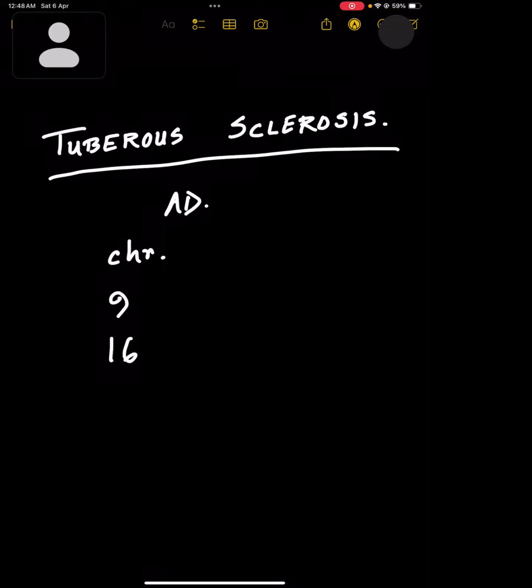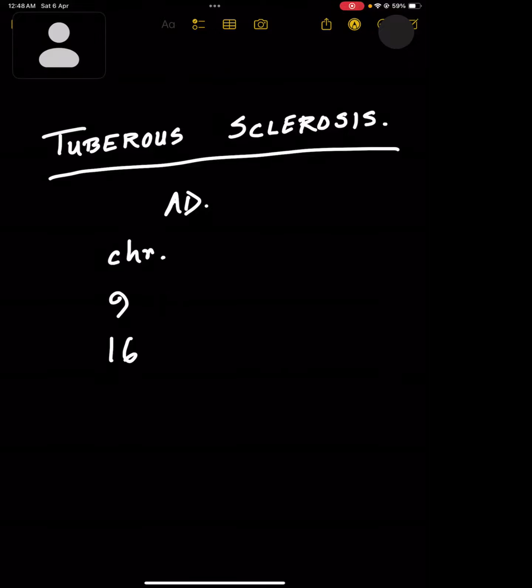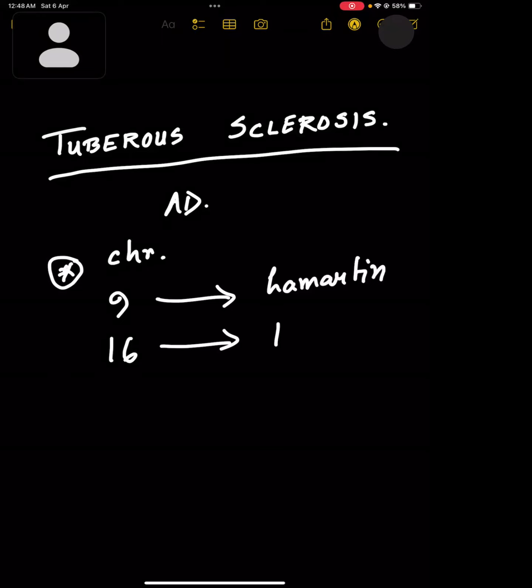So this is the chromosome number 9 and 16. Again, important. Questions are coming from the chromosome number specifically. Then the gene loci, okay? The name of the genes, okay? This one is hamartin and this one is tuberin.